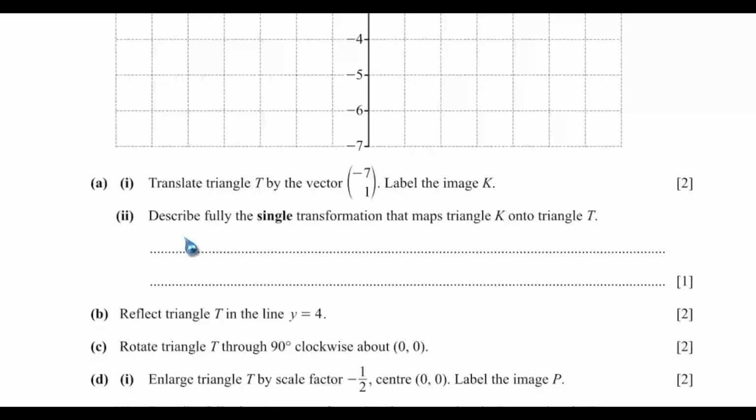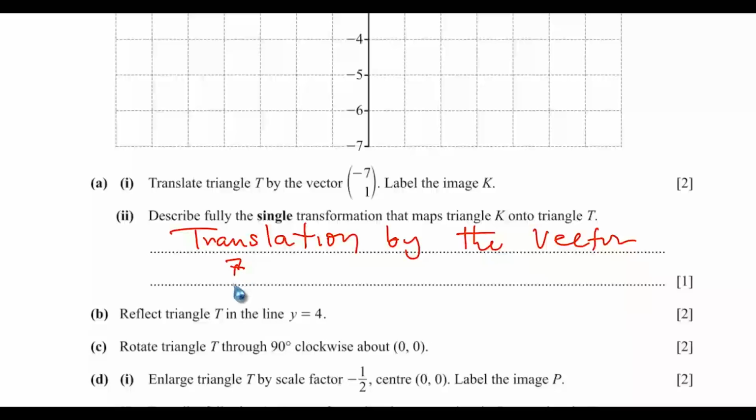Let's write translation, by the vector x equals to 7 and y equals to -1. So that will be the vector.